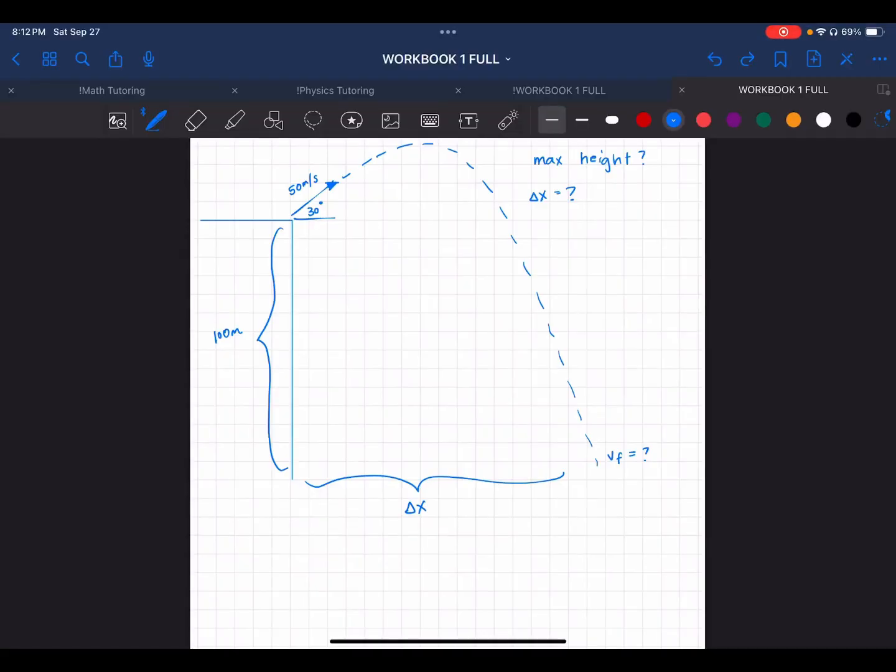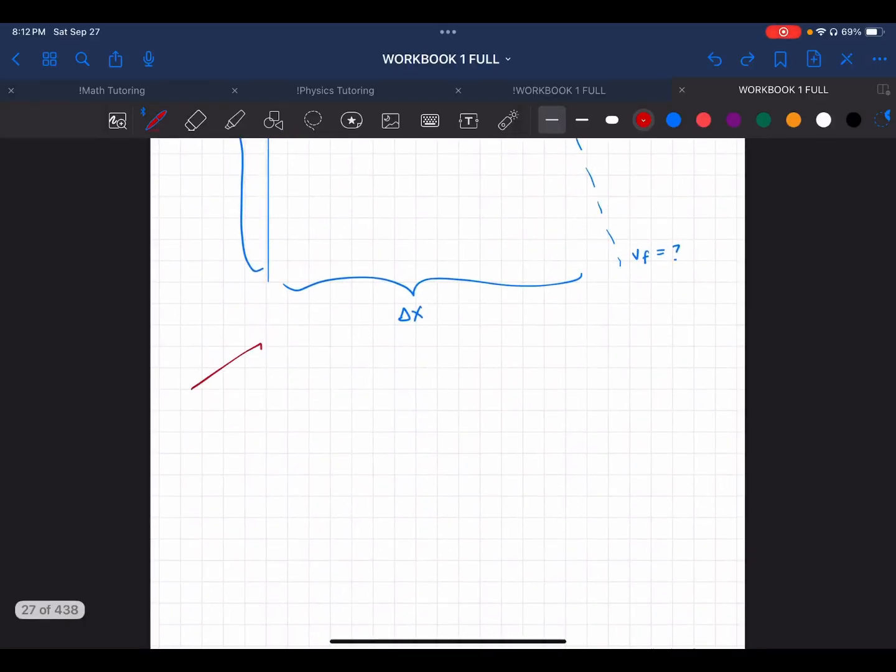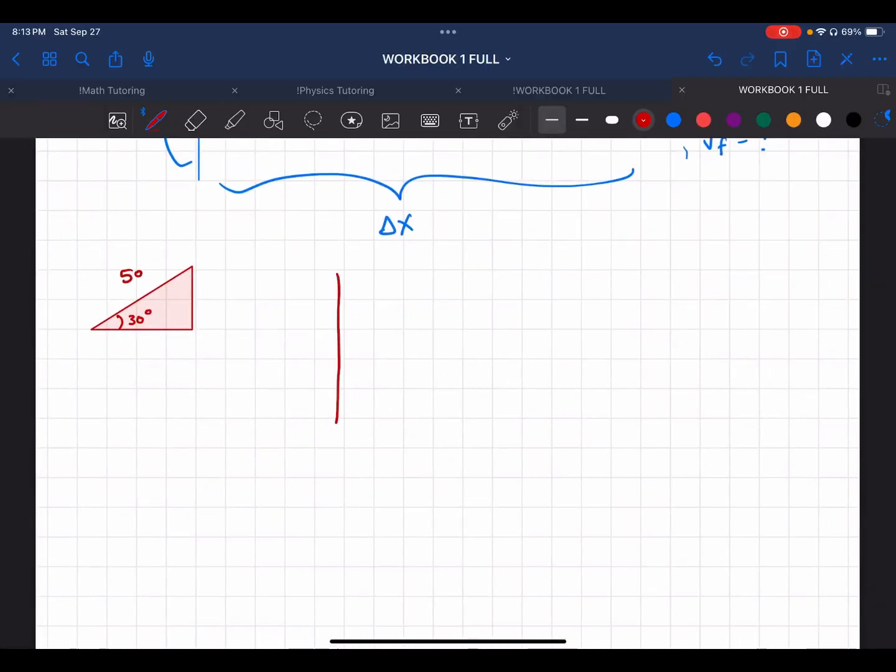Okay, let's do it. First things first, we're going to break that velocity into components. So I need v0x and v0y. It's a 30-60-90, which makes my life easy, but we can do whatever. This is going to be 25 and 25 basically.